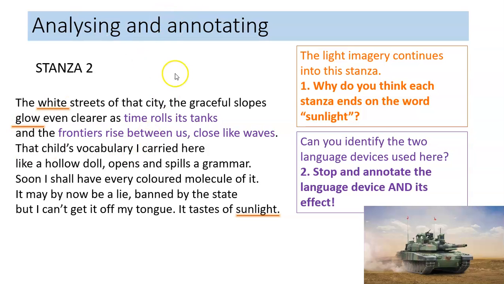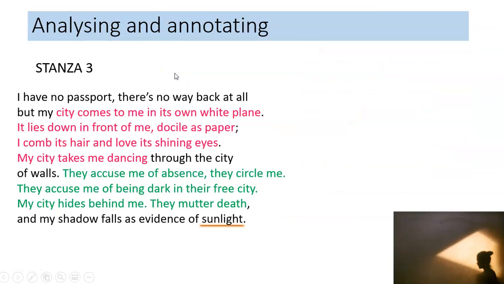Right, we're going to go on to the last stanza, which is stanza 3. Here she says, I have no passport, there's no way back at all. So literally she might have had her passport taken away when she left the country of her origin. Maybe she's had to take on a new citizenship in her new country, so you could read it literally like that. When she says there's no way back at all, she might mean she's physically not allowed to go back to her home.